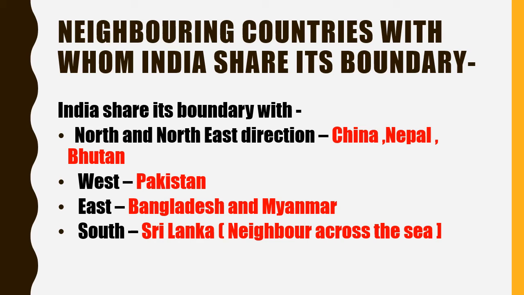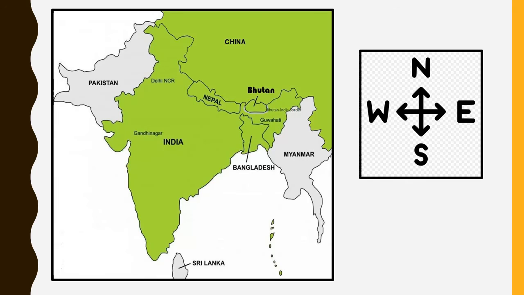Now we will discuss the neighboring countries with whom India shares its boundary. India shares its boundary with China, Nepal, Bhutan, Pakistan, Bangladesh, Myanmar and Sri Lanka. Sri Lanka is a neighbor across the sea. India is surrounded by China, Nepal, Bhutan in the north and northeast, Pakistan in the west, Bangladesh and Myanmar in the east and Sri Lanka in the south.